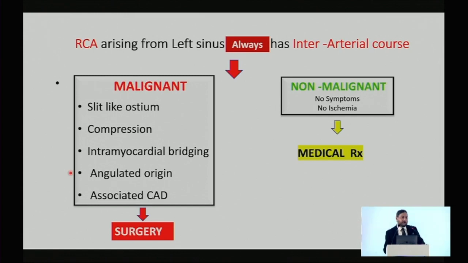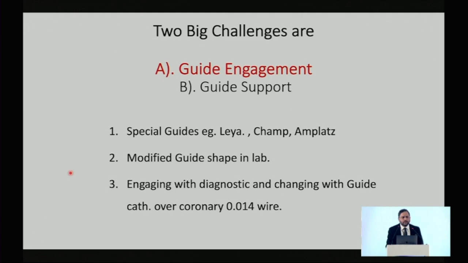And when it is malignant, and if you are able to demonstrate the malignancy here, then there is no other option, no angioplasty. The only option is a surgery, either transplantation of the artery to the normal segment or simple ligation and bypass. The two biggest challenges in anomalous RCA PCI from the left sinus are guide engagement and guide support.